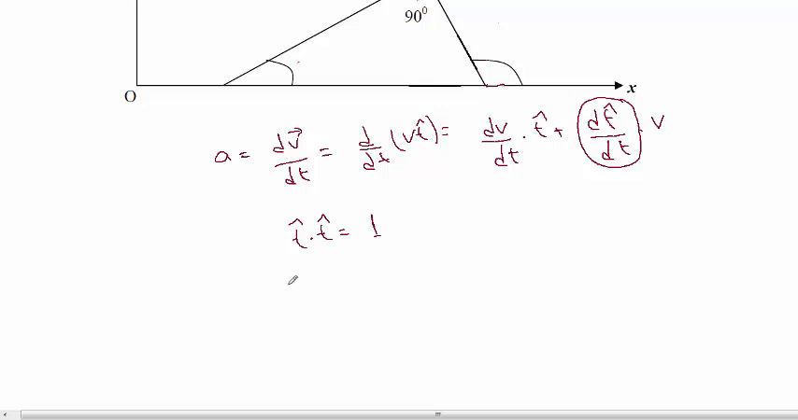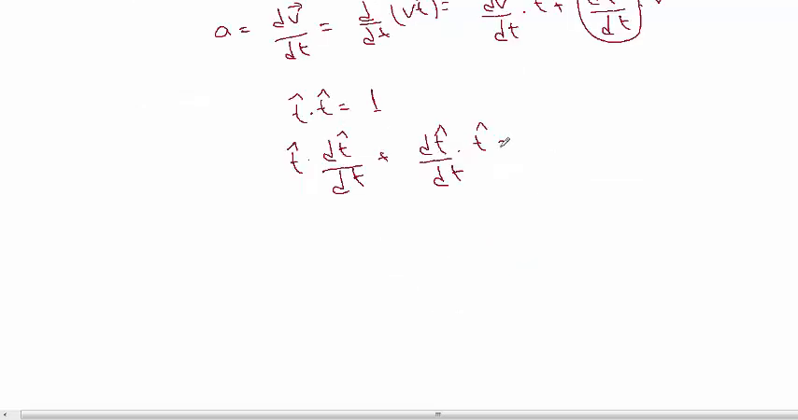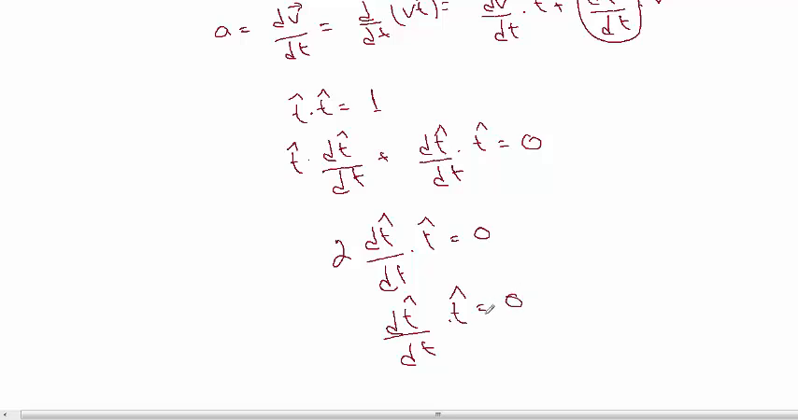So differentiate with respect to t will give us dt by dt plus dt over dt into t vector, and the derivative of 1 is equal to 0. Now we can write the above as dt over dt, t unit vector is equal to 0, and dt over dt is equal to 0.